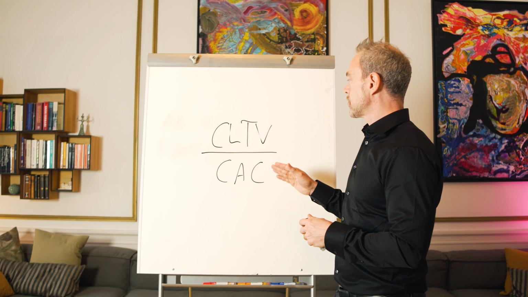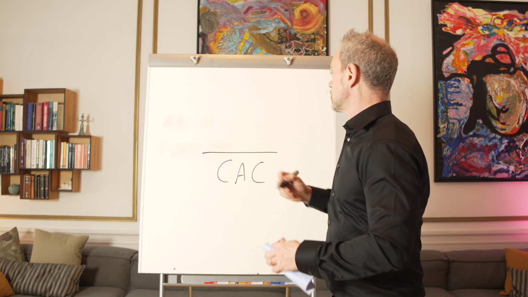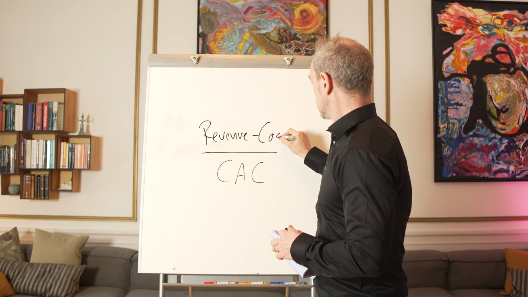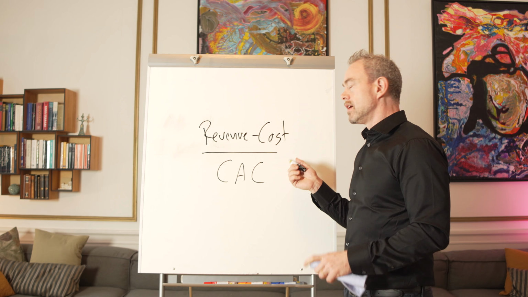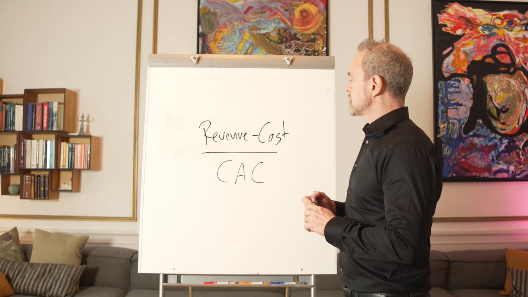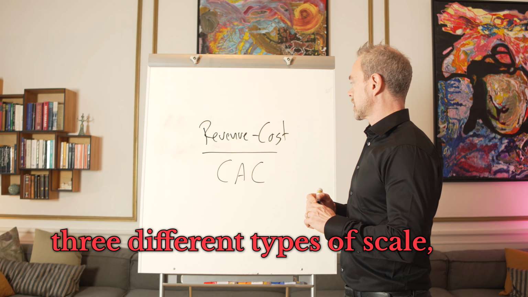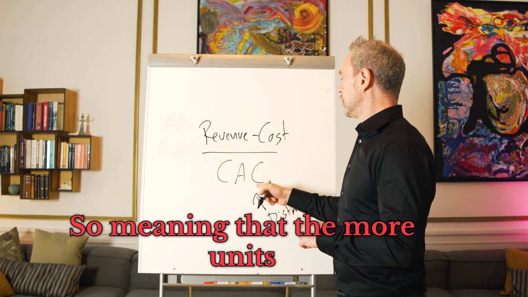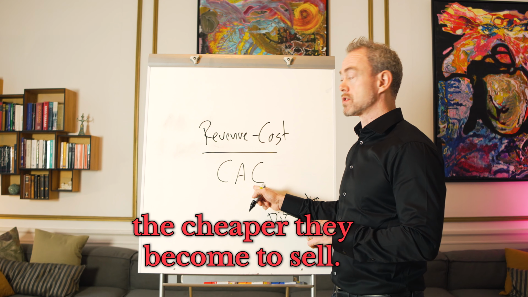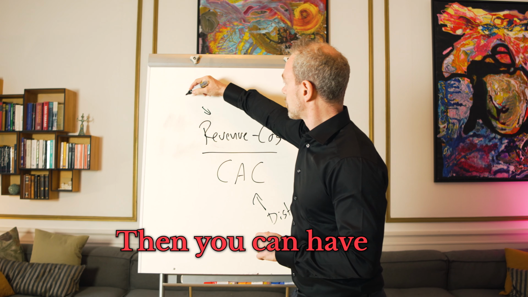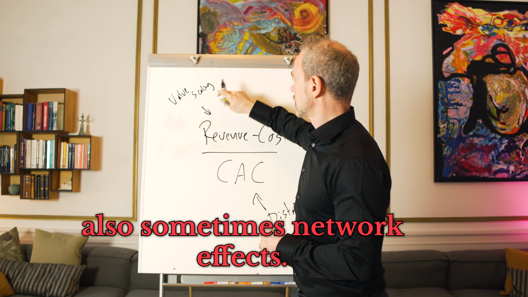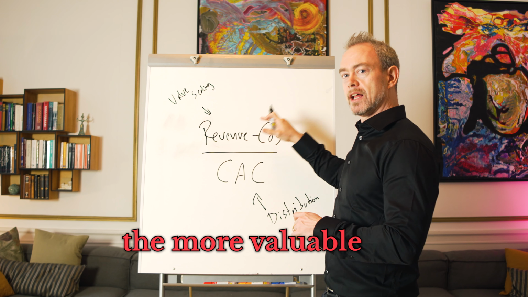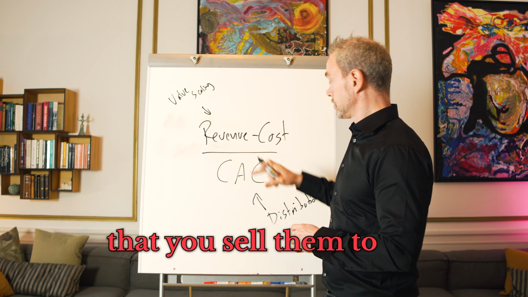Okay, if we then want to break this down a little bit, value can mean a few things, but I would usually say it means revenue minus cost. And this brings us to scale, because you can have three different types of scale. You can have distribution scaling, meaning that the more units you sell, the cheaper they become to sell. Then you can have product or value scaling, also sometimes called network effects, meaning that the more units you sell, the more valuable they become to the customers that you sell them to.